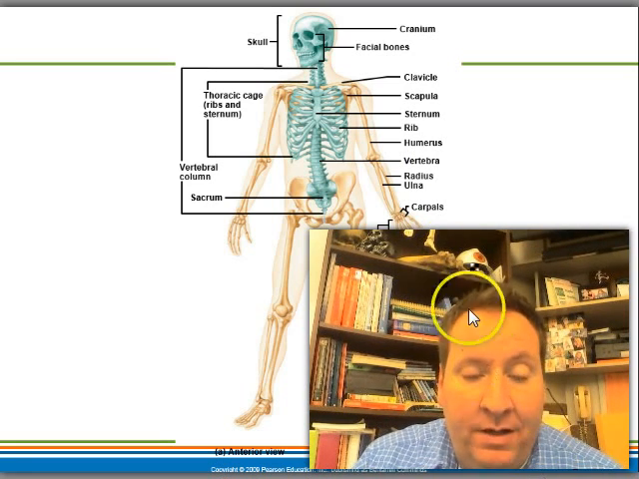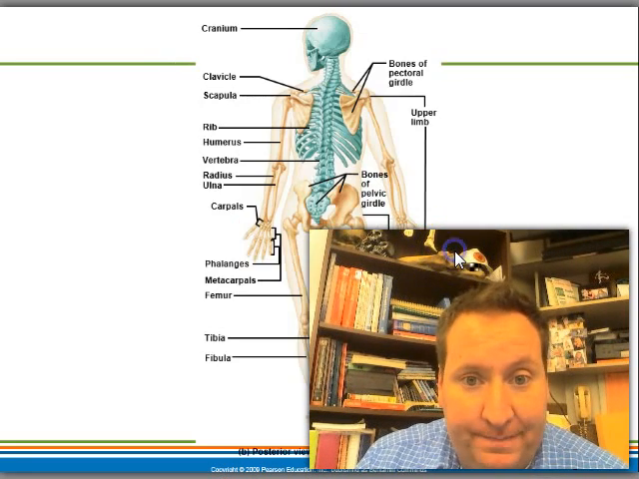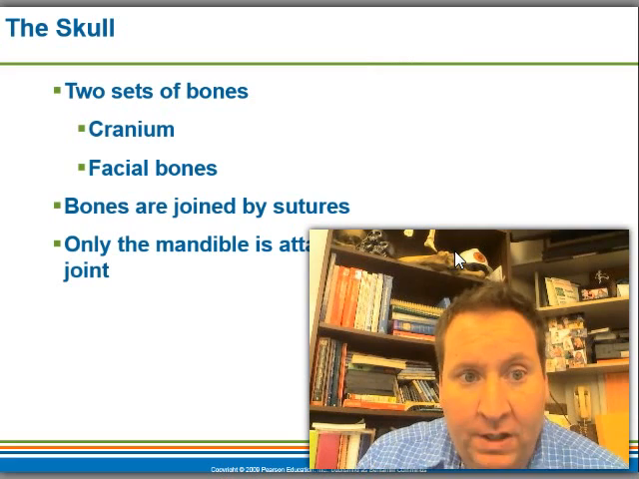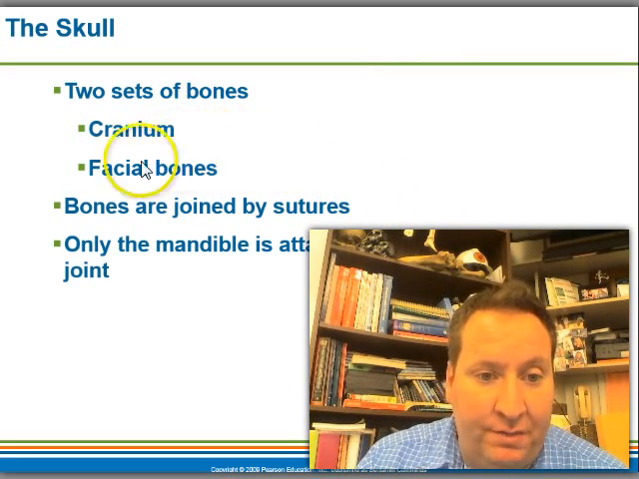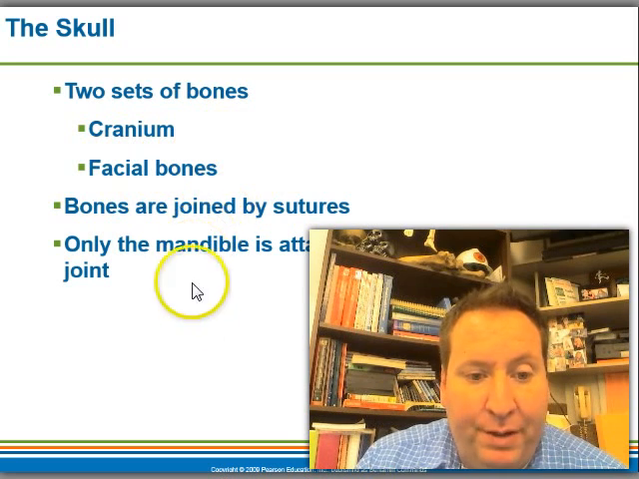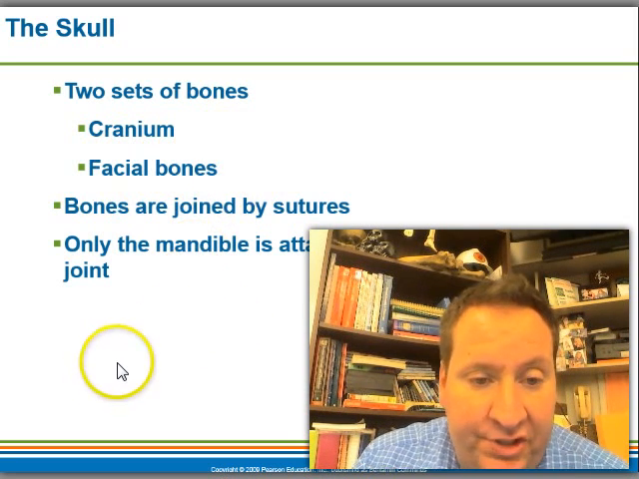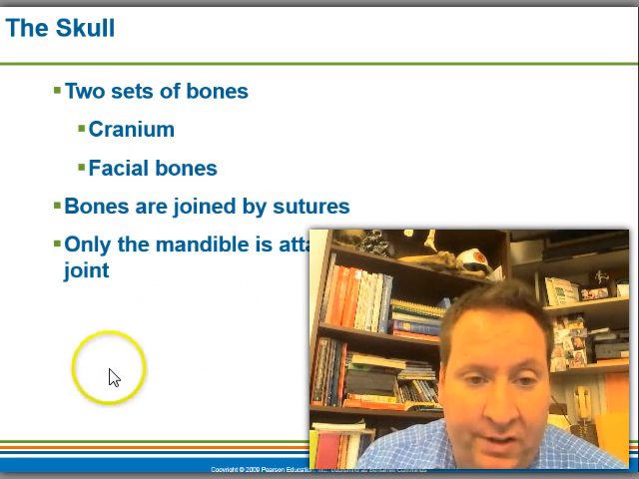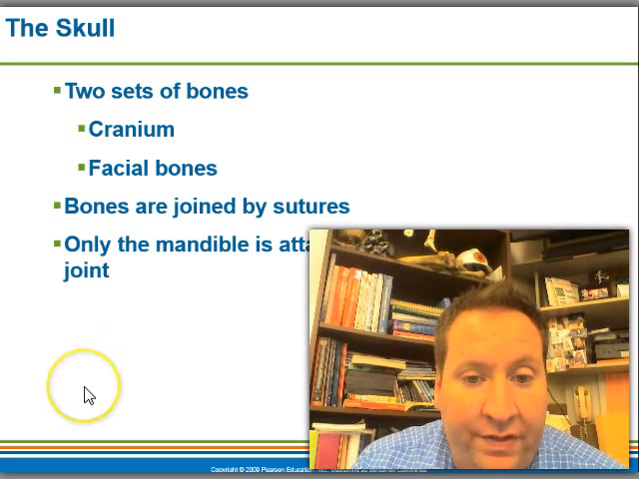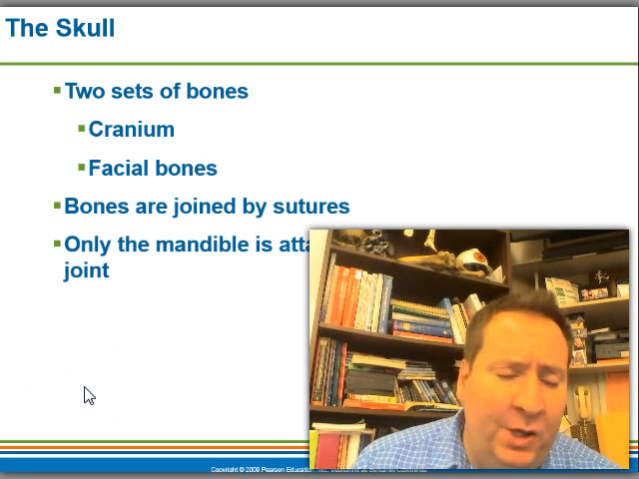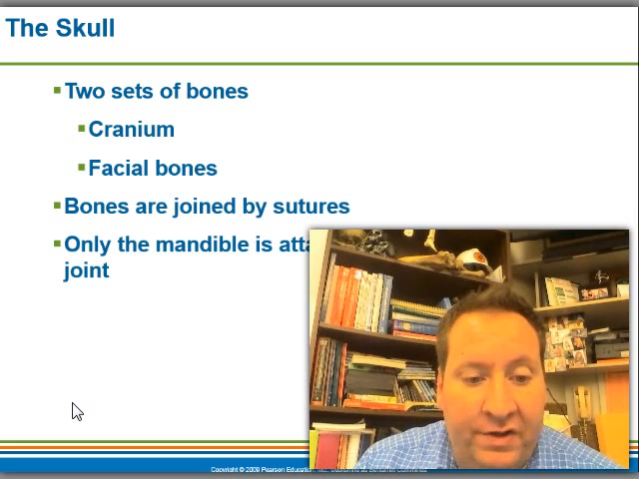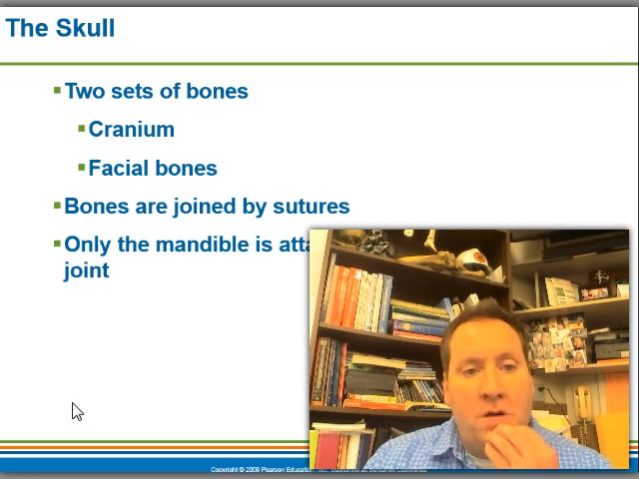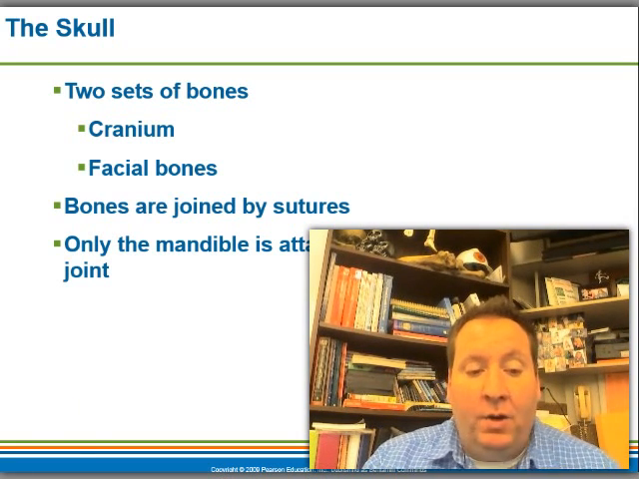and we're going to delve in by looking at the skull first. So the skull consists of two sets of bones. You have the cranial bones and then you have the facial bones. The bones are joined together by what we call sutures. I'll show you these sutures here in a little bit as to what they are and what they look like. One of the key things to know is that the mandible is the only movable bone on the skull. And we say freely movable because it moves relatively freely.